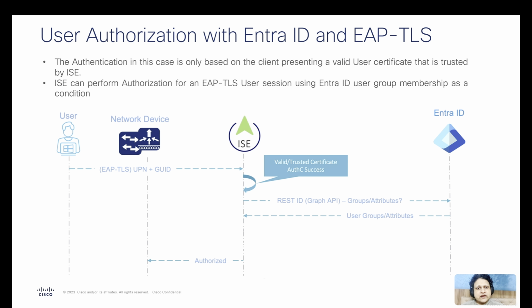So in our flow, we are having the user authorization with Entra ID and the user authentication using EAP-TLS. The authentication in this case is only based on the client presenting a valid user certificate that is trusted by the ISE, and the authorization will be performed with the user group lookup with Microsoft Entra ID. So I have prepared one video. Let's see that.